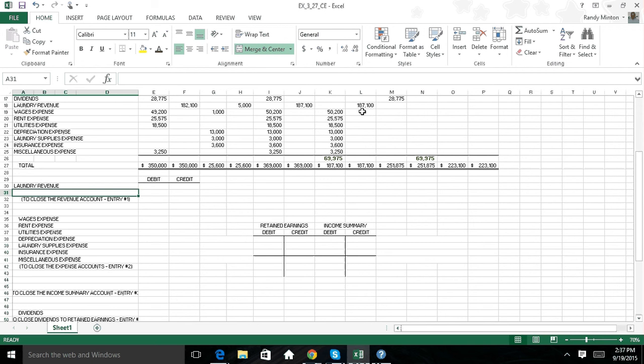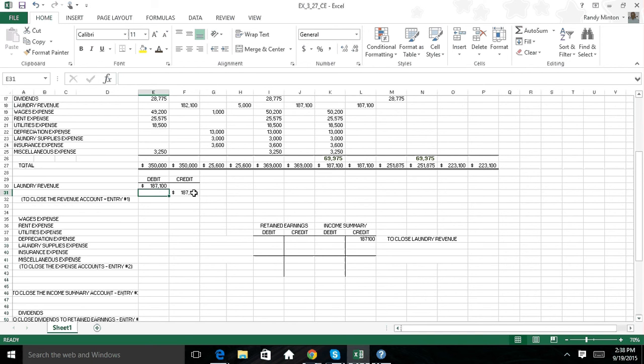And what we're going to do is close it out by doing the opposite of its balance, and its current balance is $187,100 credit, so in order to close it out we have to debit something for $187,100, and that something will be laundry revenue, because remember, we add likes, subtract unlikes. So if I have a credit in an account of $187,100, in order to get it to go to zero, I have to debit the account for $187,100. So I'm going to come over here and put in a debit of $187,100, and that closes the laundry revenue account.